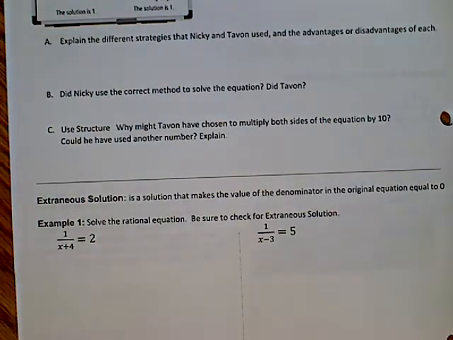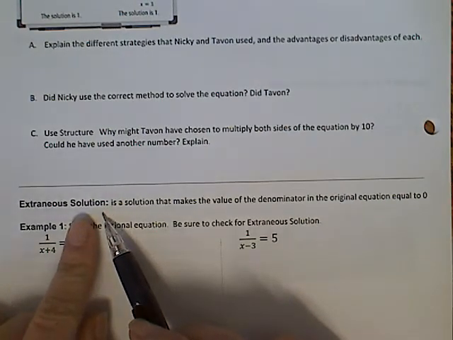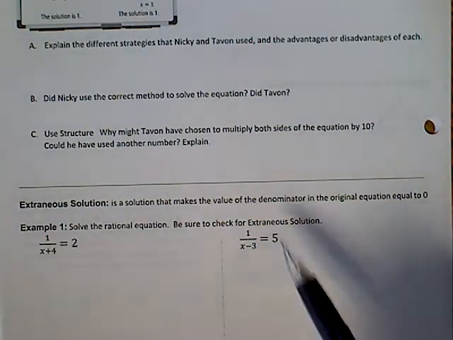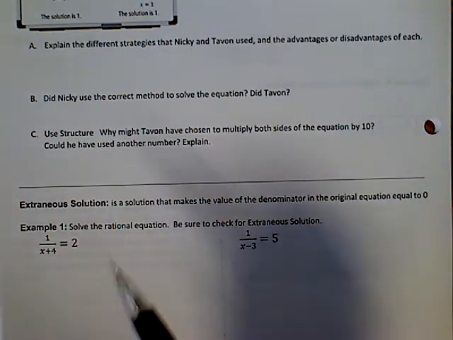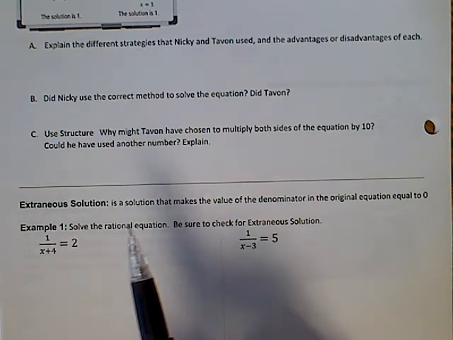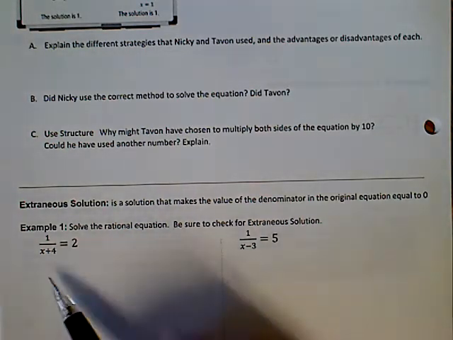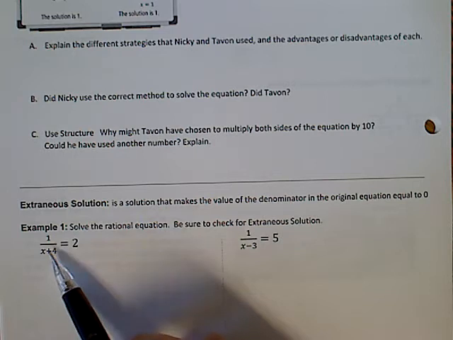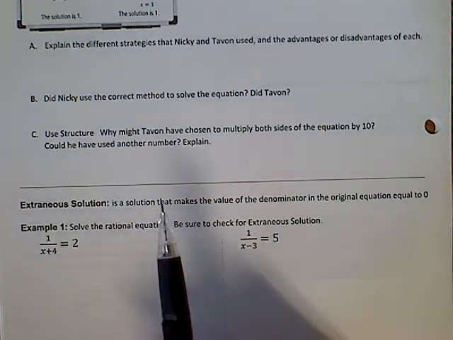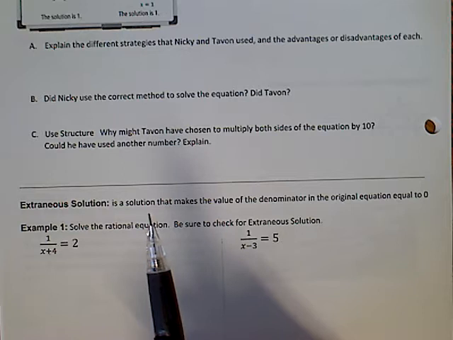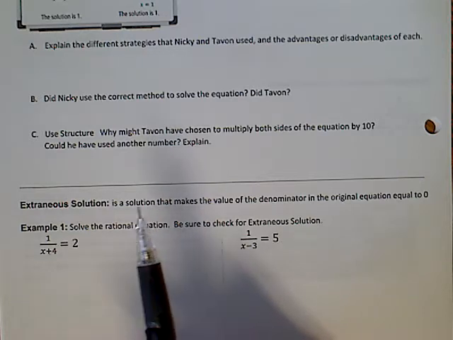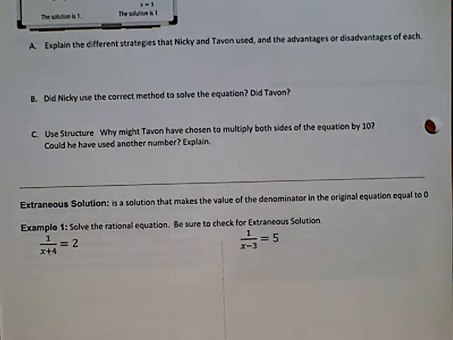So a rational equation has an equal sign, and it also has a fraction with a variable in the denominator. They gave us a definition here that says extraneous solution. It's a solution that makes the value in the denominator equal to 0. So like, right now, before I even solve, if I put a -4 in for my denominator, I'd have an issue because I would have a 0 in the denominator, and I can't do that.